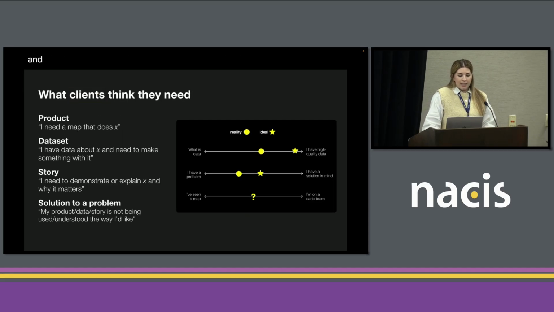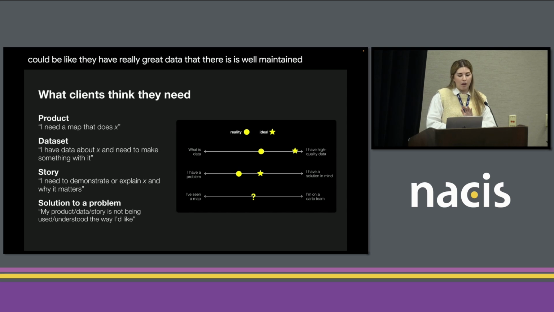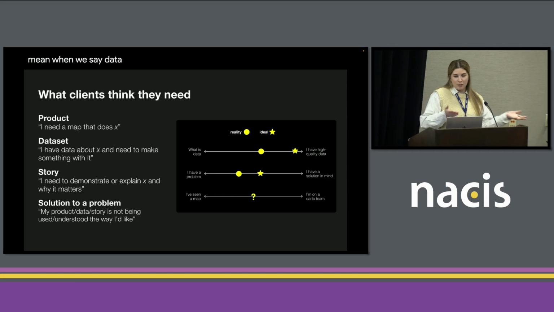And what clients think they need tends to run along a series of spectra, so it could be that they have really great data that is well maintained and that they've spent a lot of time developing, or they don't even know what we mean when we say data. It's usually somewhere in between those two things. Ideally, we have really nice data to work with, but that is not the most common.